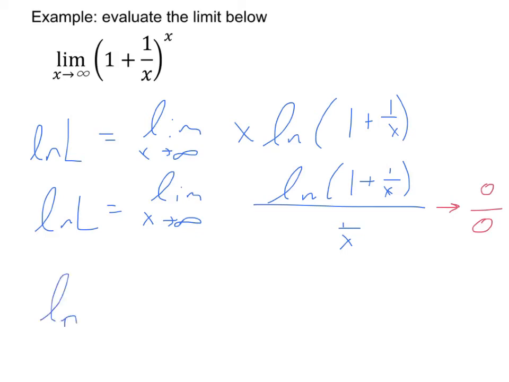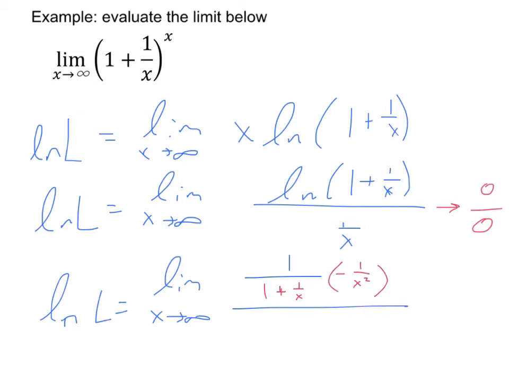I have the natural log of L equals the limit as x approaches infinity, and now, like I said, this is where things get a little bit messy. I need to take the derivative of the top and the bottom. So how do we do the derivative of the natural log of something? It's supposed to be 1 over the thing that was inside, 1 plus 1 over x, times the derivative of that thing, which is going to be negative 1 over x squared, or negative x to the negative 2. In the denominator, I just have the derivative of 1 over x, which is negative 1 over x squared.